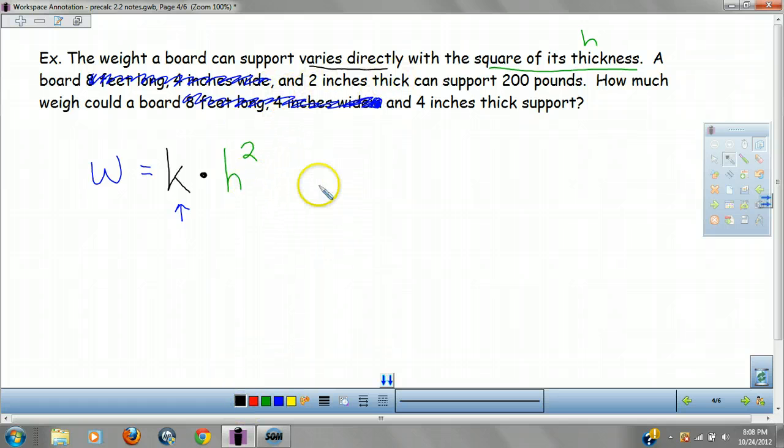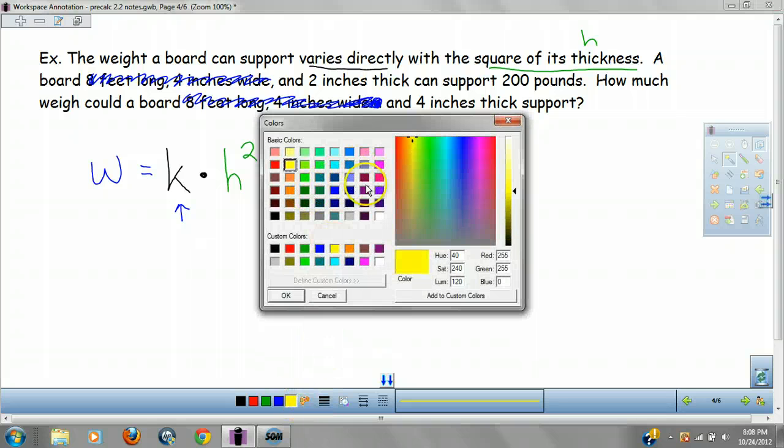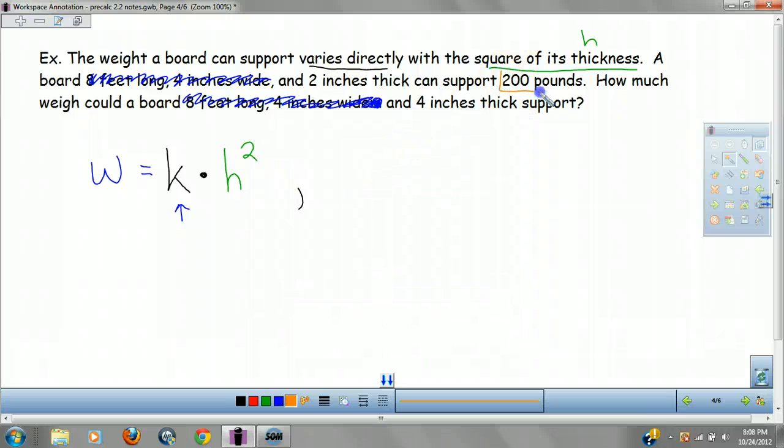So we have an example. When the board is 2 inches thick, it can support 200 pounds. We will go with orange. So we're going to take this 200 pounds and plug it in for our weight. So we go 200 pounds equals, we don't know our constant yet, but we do know the height, the thickness was 2 inches. So I plug that in for my h.